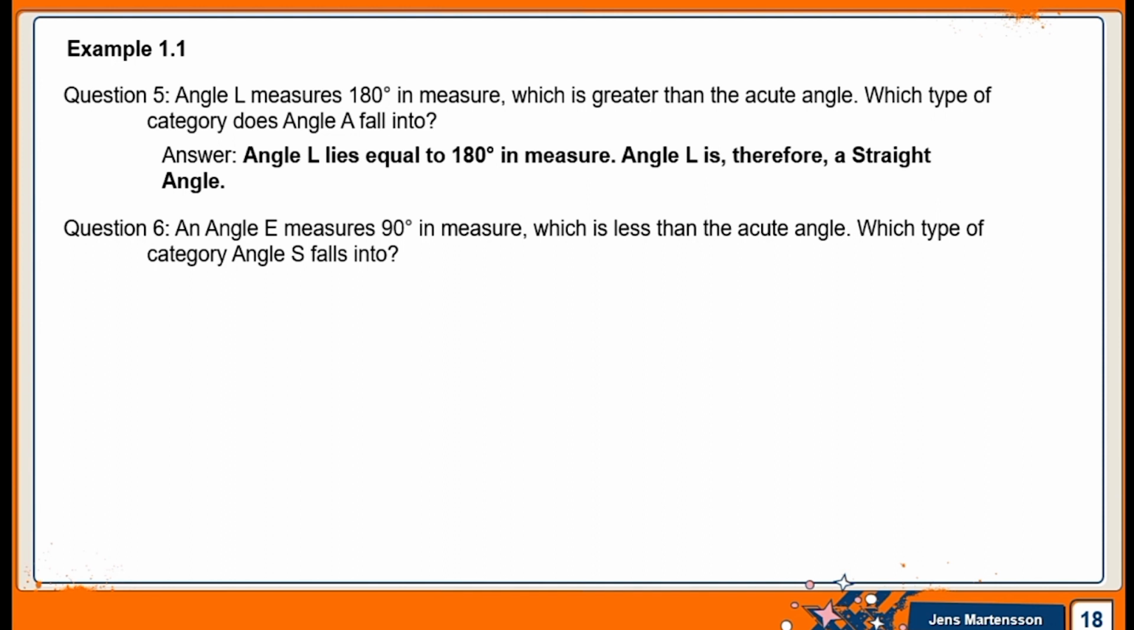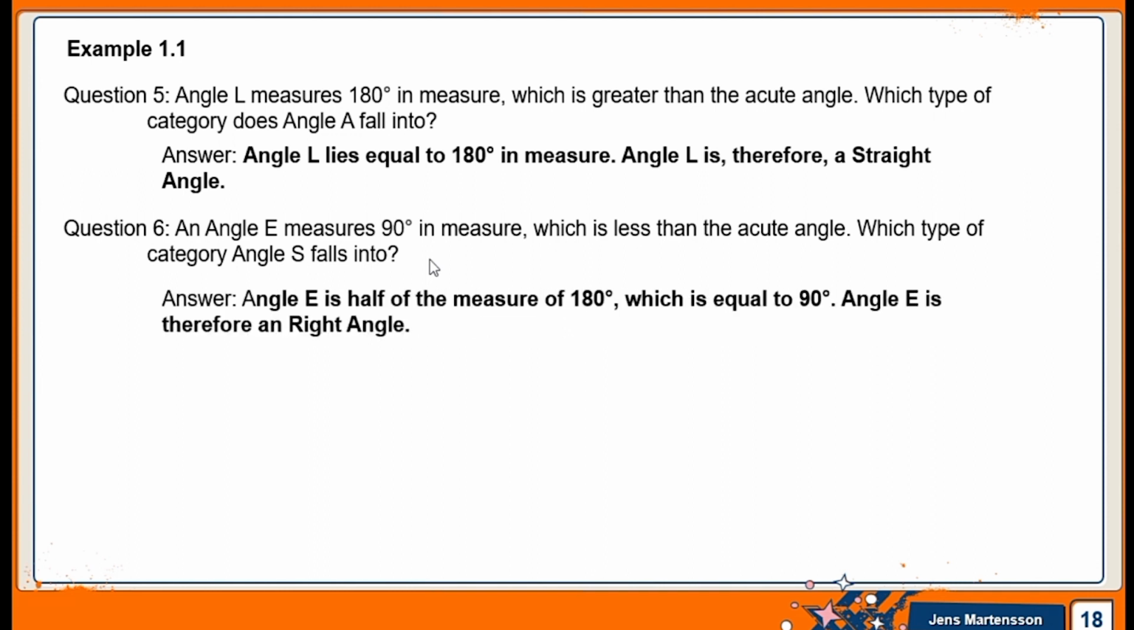Correction, this is not less than, but greater than the acute angle. Angle E measures 90 degrees in measure, which is greater than the acute angle. Which type of category does angle E fall into? So, that is a right angle, of course. Angle E is half of the measure of 180 degrees, which is equal to 90 degrees. So angle E is therefore a right angle.